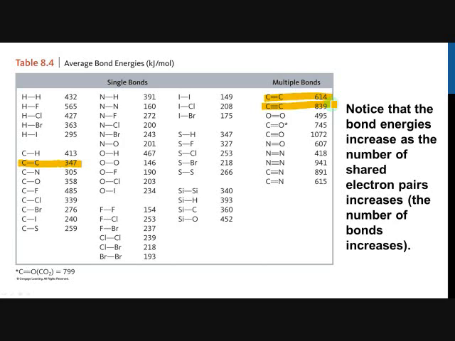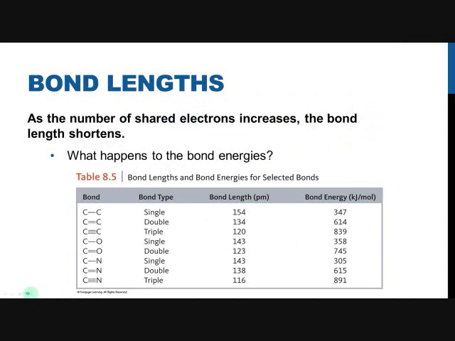But just know that the more electrons being shared, the more bonds between them, the stronger they will be. So the more energy is needed to break that bond. Again, these energies are how much energy needs to be put in to break the bond holding these two atoms together. When the number of shared electrons increases, so more bonds between two atoms, the actual length of the bond will shorten. That's seen here in table 8.5. You can see that as the number of bonds increases, the length will decrease.